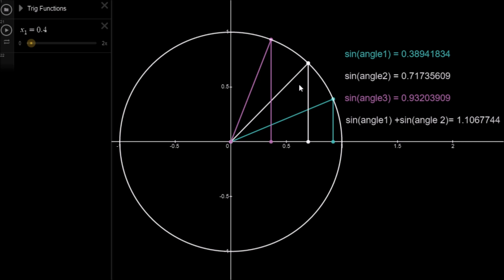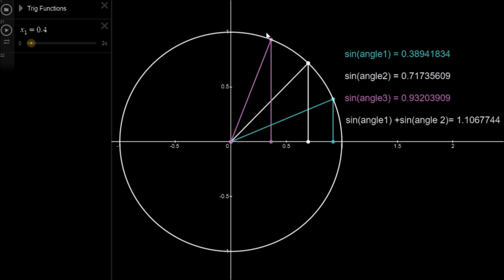Now, we've seen in the previous example that if we were to add the sine of angle 1 and then add on the sine of angle 2, we're not going to get the sine of angle 3. We're going to get a different value. So you can see here why that is the case. If we had the length here, which is the sine of angle 1, and we add on the sine of angle 2, we're going to have this height here plus this height here. But that's not going to equal the sine of angle 3, because the sine of angle 3 is this height.